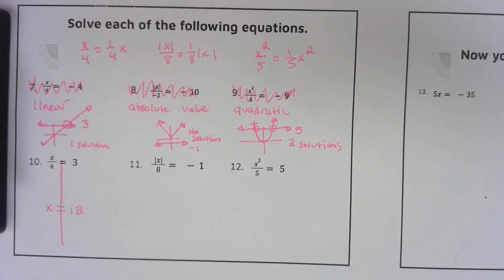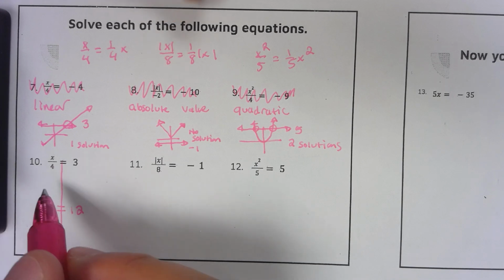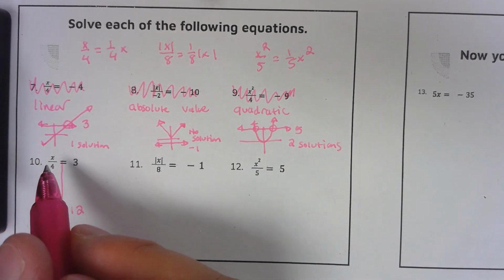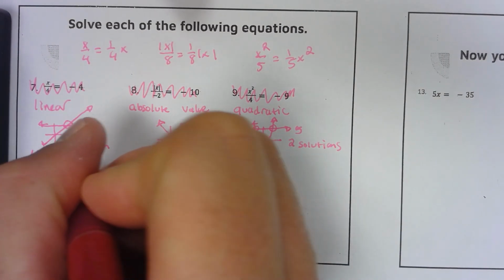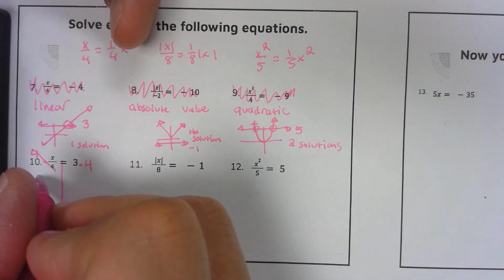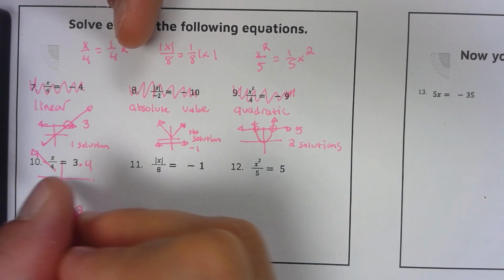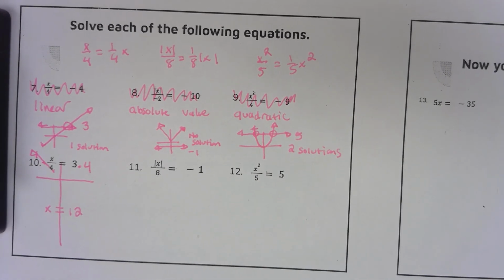Well, how can we get there algebraically? Again, we have to undo the operation. If I read this and it says x divided by 4, I need to multiply by 4. Multiplying by 4 gets rid of the dividing by 4. And so now I get x equals 4 times 3, which is x equals 12. So I'm just multiplying both sides by 4. There's our one solution, so we are all done there.